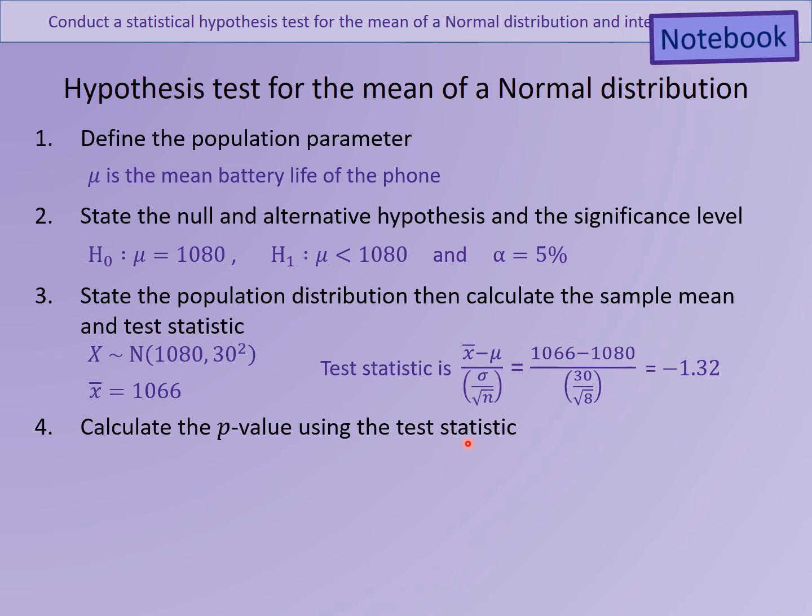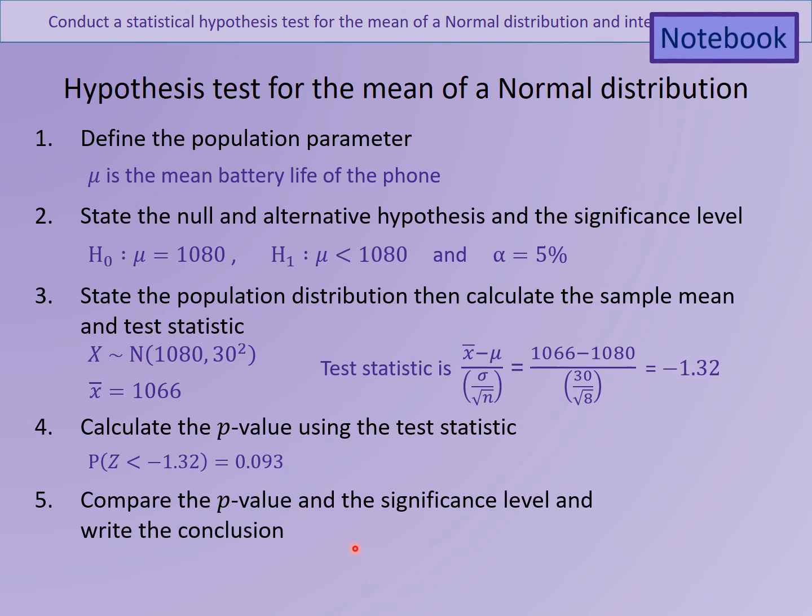Calculate the p-value using the test statistic. So we want to know the probability that z is going to be less than minus 1.32. What is the actual chance of that happening? We can put that in a calculator and we get 0.093. So 0.093 is the probability that we get less than minus 1.32. We can compare that probability value with the significance level and then write a conclusion. At the moment, that is roughly about 9%. The chance of that happening is about 9% of the cases.